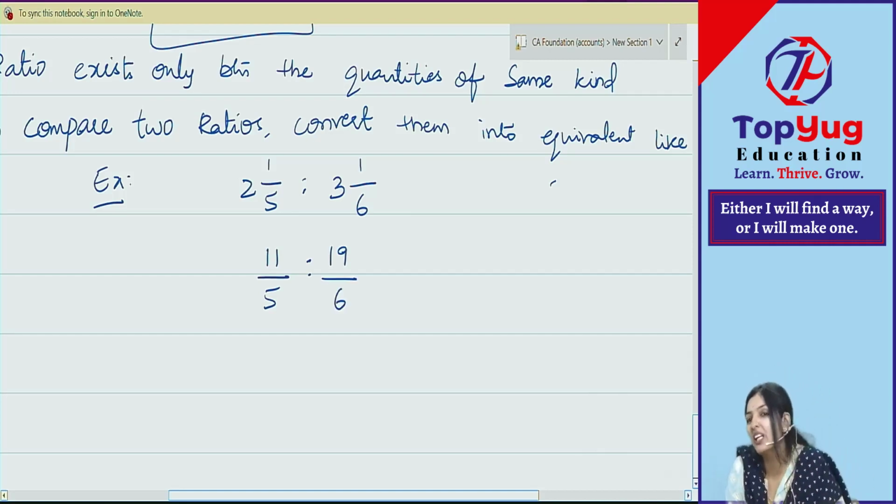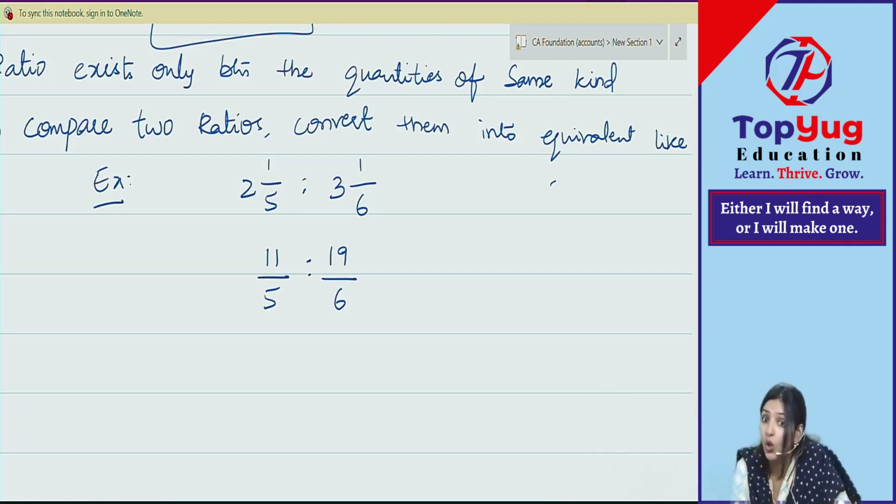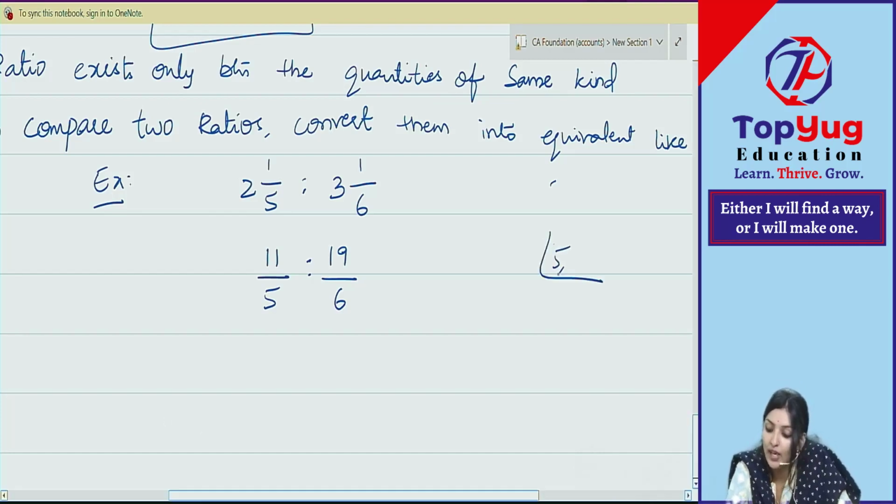Is it an appropriate ratio? Can you actually understand? No. What we have to do? We have to convert. So what I will do is I'll take an LCM of 5 comma 6. We know it is 30. 5 into 6 is 30.